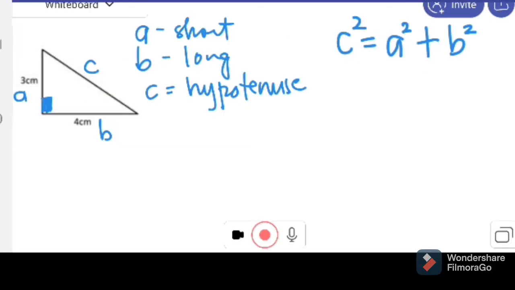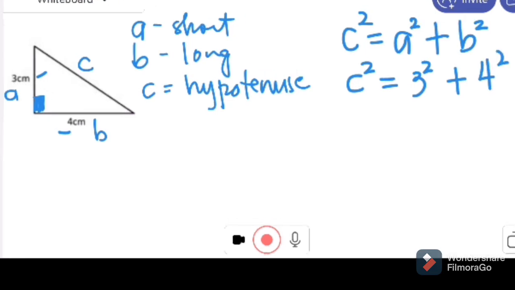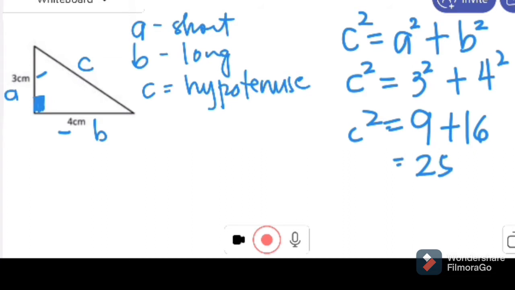So let us substitute. The value of our C is missing, so let's just write C squared is equal to the value of our A, which is 3 squared, plus the value of our B, which is 4 squared. Then simplify. C squared is equal to 3 squared, 9, plus 4 squared, 16. 9 plus 16 is equal to 25.